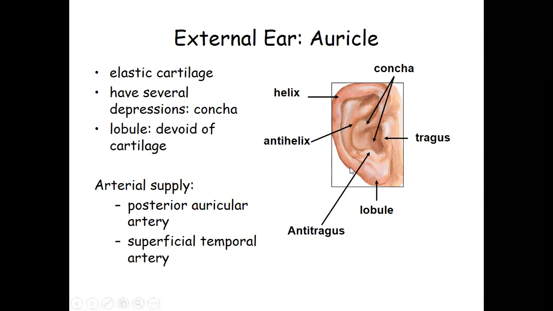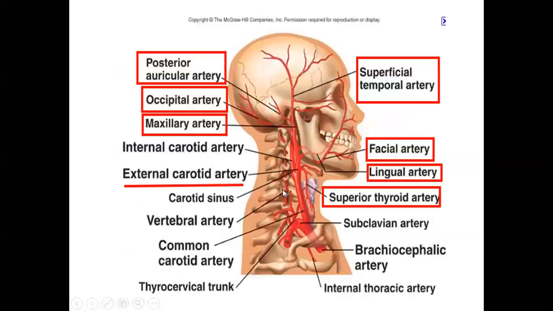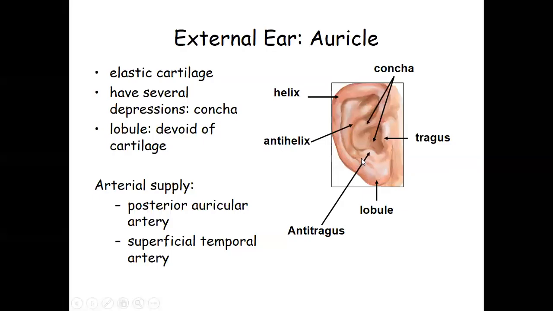And then the lobule. If you see here, this is the lobule, and the lobule is without cartilage. It's devoid of cartilage. And there are two arteries that supply the auricle. We have the posterior auricular artery and the superficial temporal artery. You can see here, this is the superficial temporal artery, and this is the posterior auricular artery that supplies the auricle here.